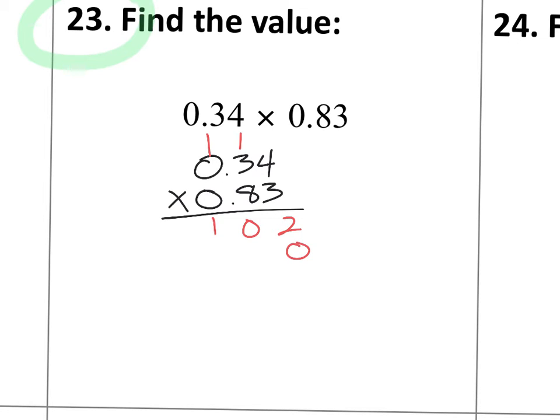Put a 0 here. 8 times 4 is 32. 8 times 3 is 24 plus 3, so 27. And 8 times 0 plus 2 is 2.